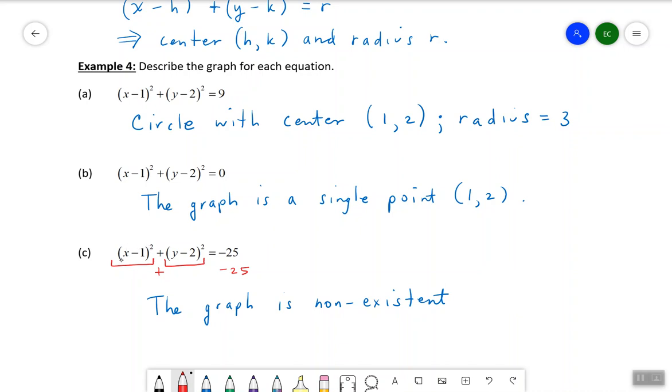So you have a positive number or 0 right here, and you have another number that's also positive or 0 right here. And so when you add them together, doesn't the result have to be at least 0? It's not possible to add two positive numbers together to make negative 25. Okay, so anyway, the graph is non-existent. Here are two special cases to watch out for when you're thinking about circles.